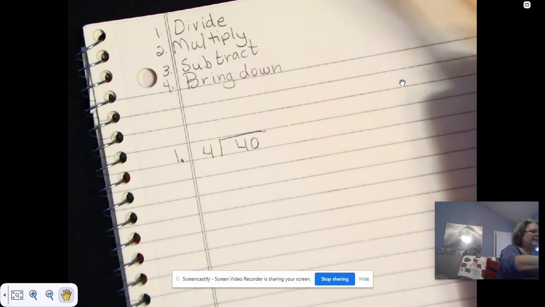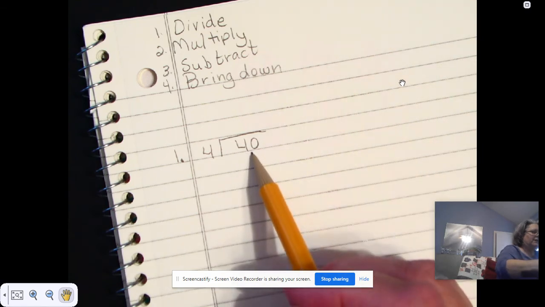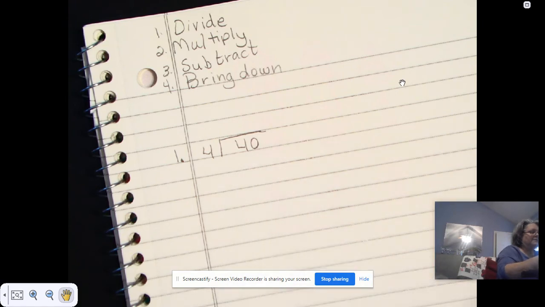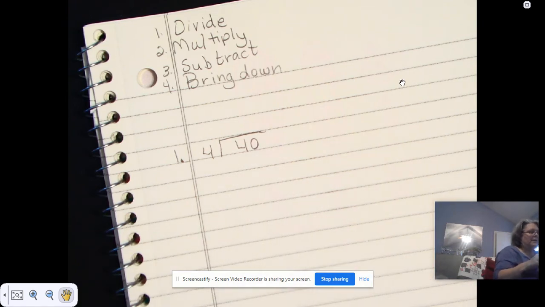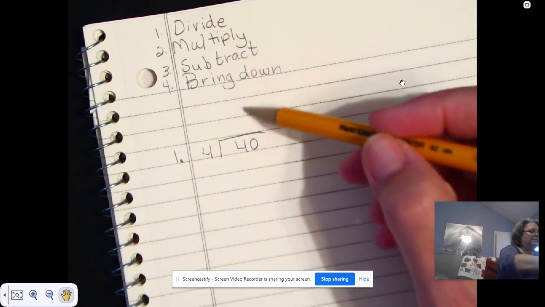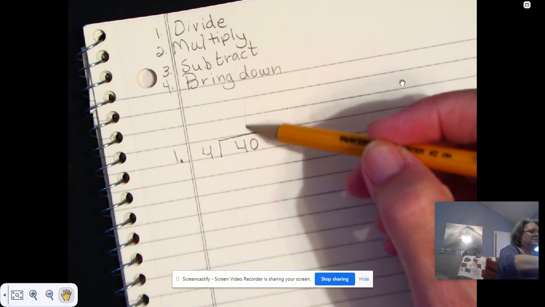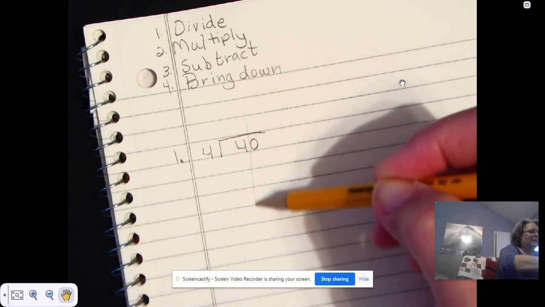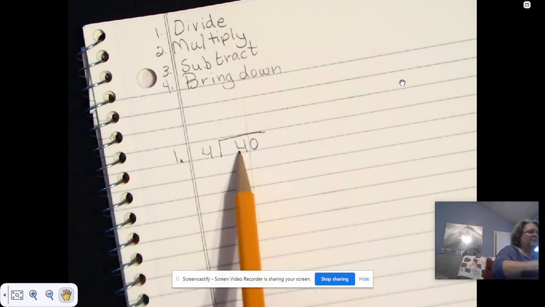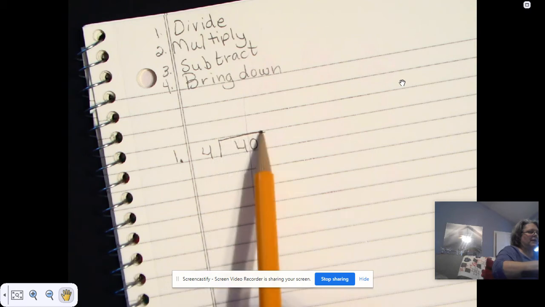And you might say, Miss Terry, I could do 40 divided by 4 in my head. And I know that you could, but this is a great problem to use to practice the steps of long division because you know what the answer is supposed to be. So let's do it the long division method. And I like to start by drawing a light line between my numbers there. And I want you to notice that my numbers are the right size to fit on my line, and my house is the right size.